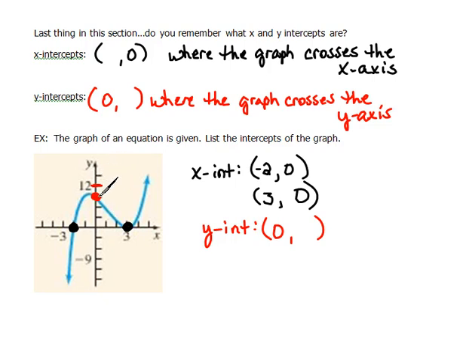Well, if that's true, then to get to this point we would go nothing in the x direction, and we would have to go up 3, 6, 9 units. So that would be the point 0, 9.